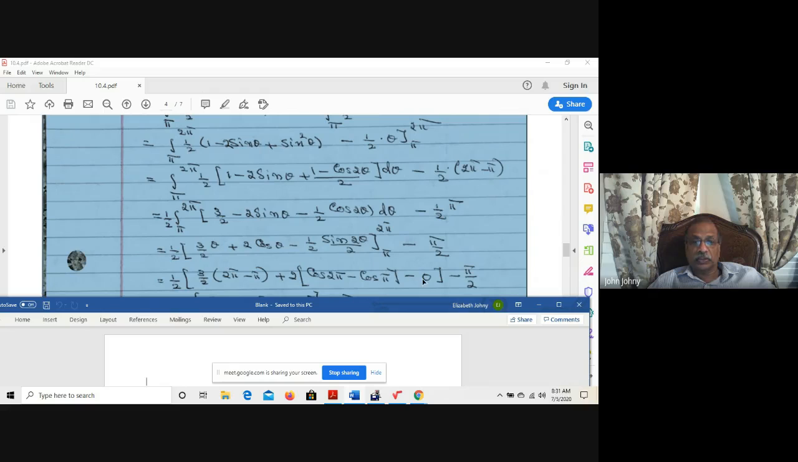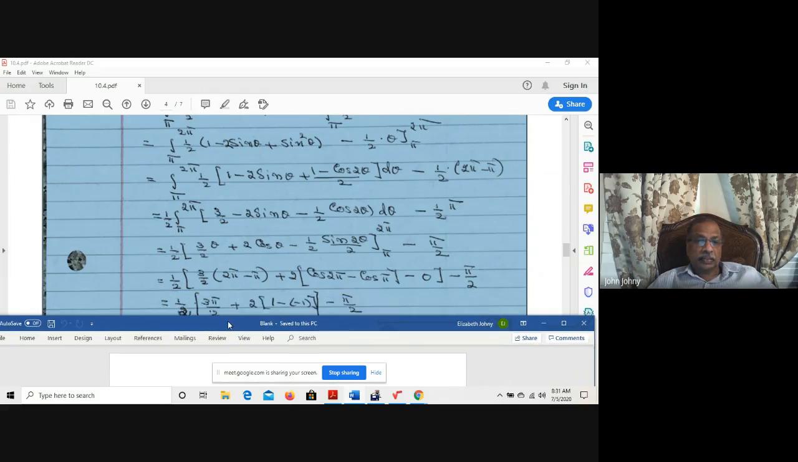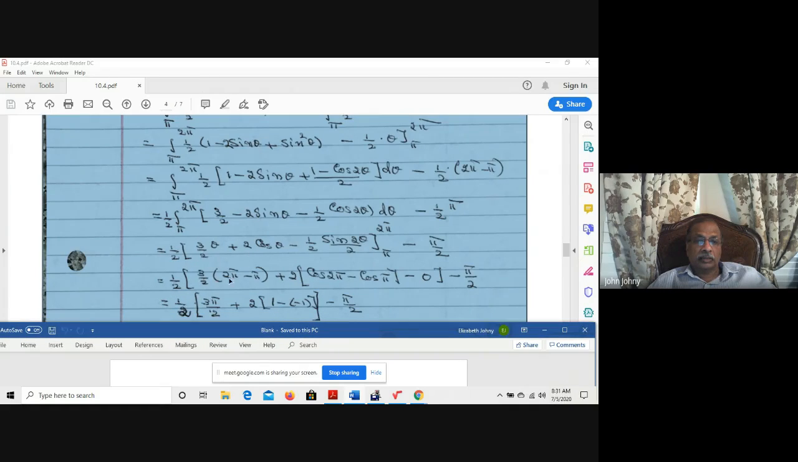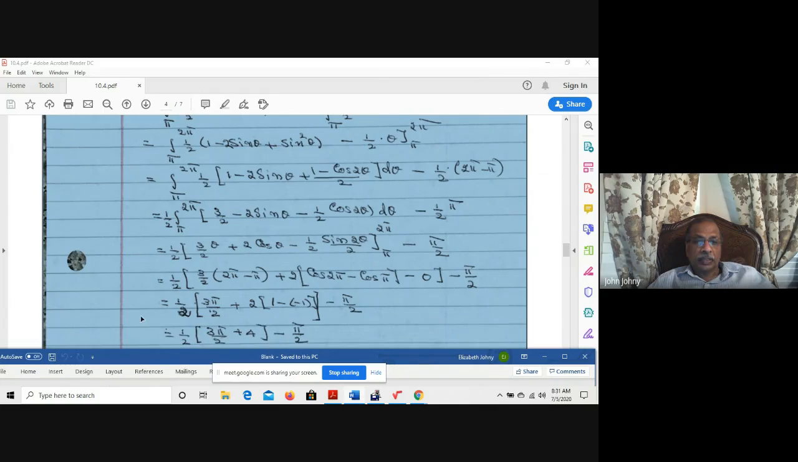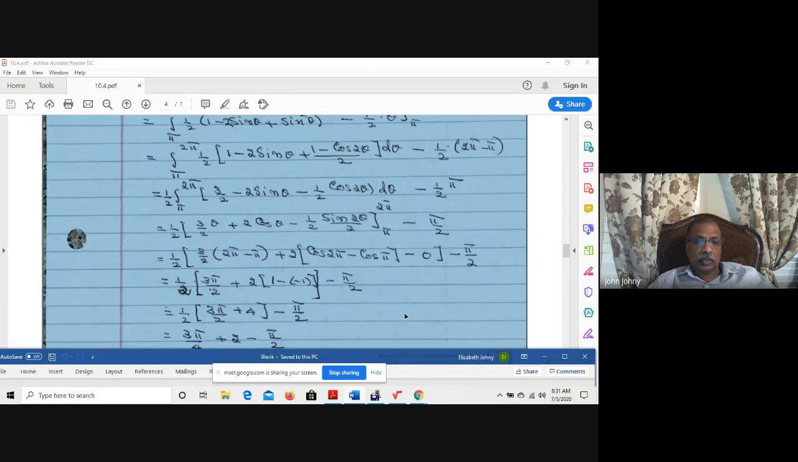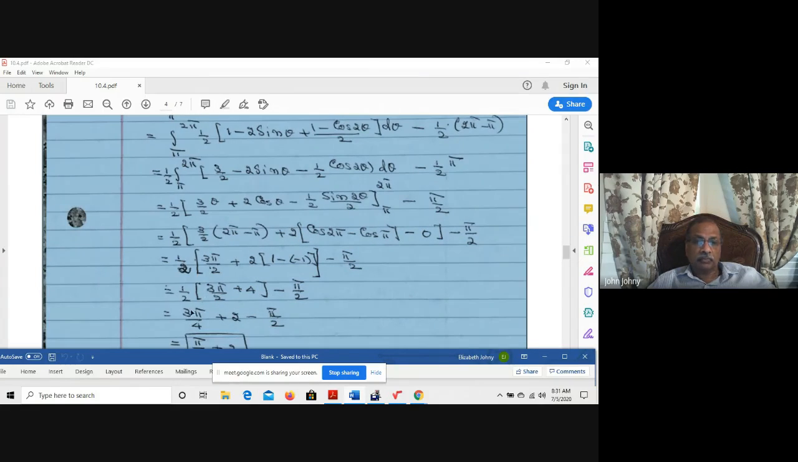So that is 0, minus pi over 2. That is equal to 1 half times 3. This is 1 pi. So that is 3 pi over 2 plus 2 times, cos 2 pi is 1, cos pi is negative 1, so 1 minus negative 1, minus pi over 2. That is 1 half times 3 pi over 2 plus 4, because 1 minus negative 1 is a 2, and 2 twos are 4, minus pi over 2. And you distribute that 1 half, you get 3 pi over 4 plus 2 minus pi over 2.